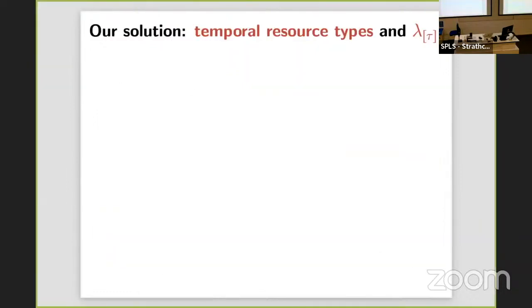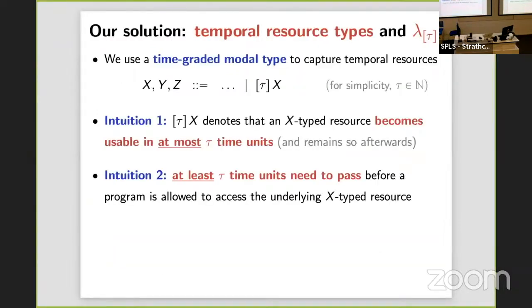So the way that we do it is we extend, as I said, a basic effectful lambda calculus with modal types, and the major extension is adding to the value types a box type. And there are two ways how you can read it, depending on which direction you're looking at it. So box tau of X essentially denotes the idea that a resource of type X will become available at most tau time units in the future.